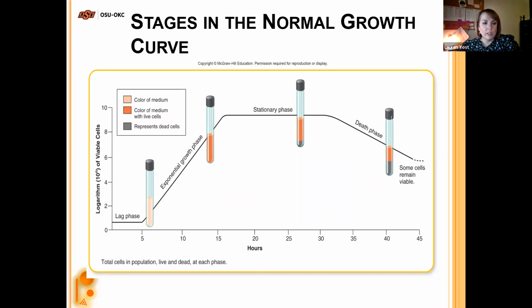It's important to know all these phases. There are 4 phases in a growth curve. This is a normal growth curve, 4 phases. You have the lag phase, the exponential growth phase, the stationary phase, and the death phase. And I'm going to talk to you about what each of these is.